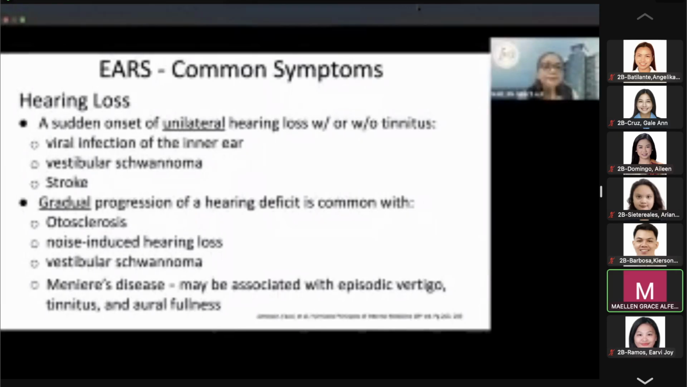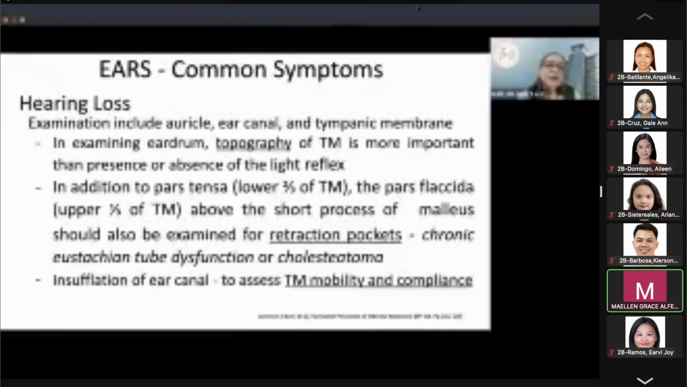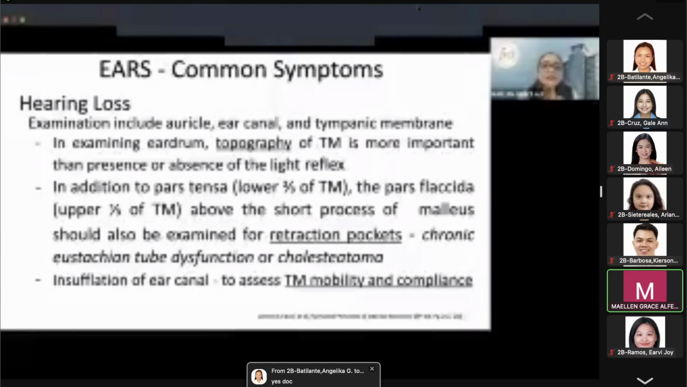Now, once you get a good history of the hearing loss, you should do a complete physical examination, but the examination should be thorough in the ears. That will include the auricle, ear canal, and the tympanic membrane. Now, in examining the eardrum, the topography of the tympanic membrane is more important than just the presence of the light reflex.